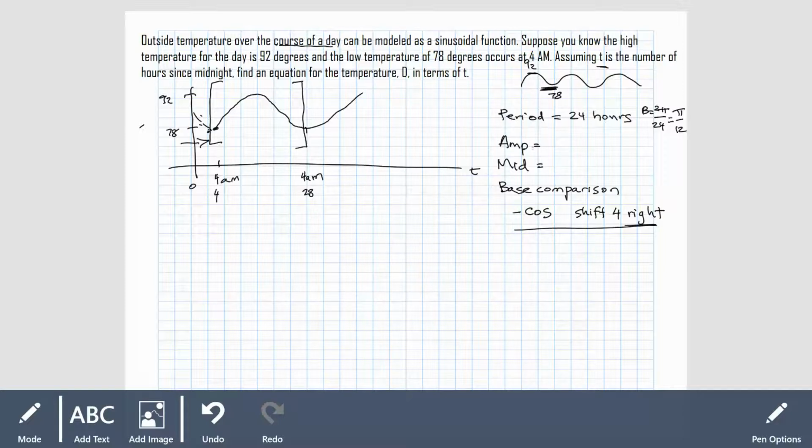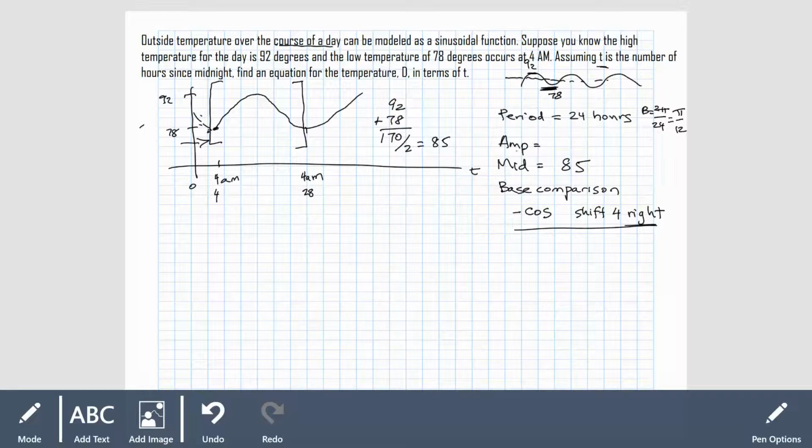Now I need to identify the amplitude and the midline. This one's a little bit strange. They don't actually give us the midline, but they do give us a high point and a low point. The midline should be exactly halfway in between there. If you're having trouble balancing it out, keep in mind that you can just average those two values. So we can do 92 plus 78, which gives me 170, and then I can average those two values and get 85. That should be exactly in the middle, and therefore my midline is going to be at 85 degrees.